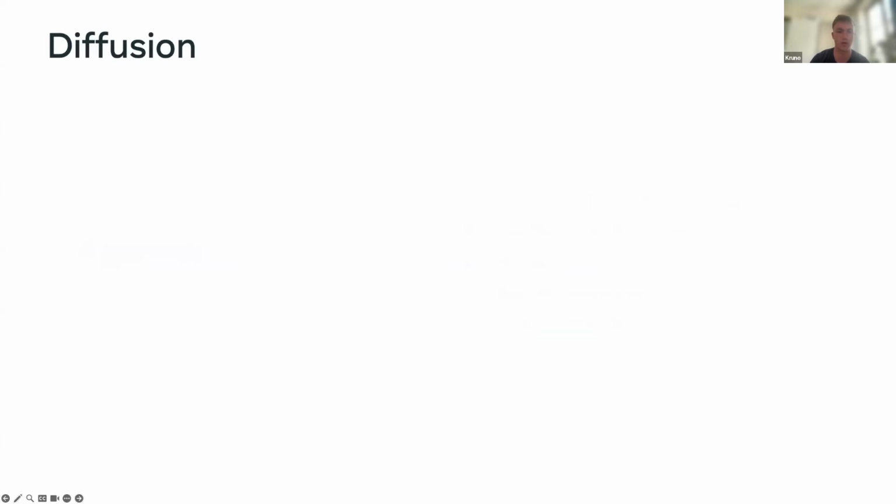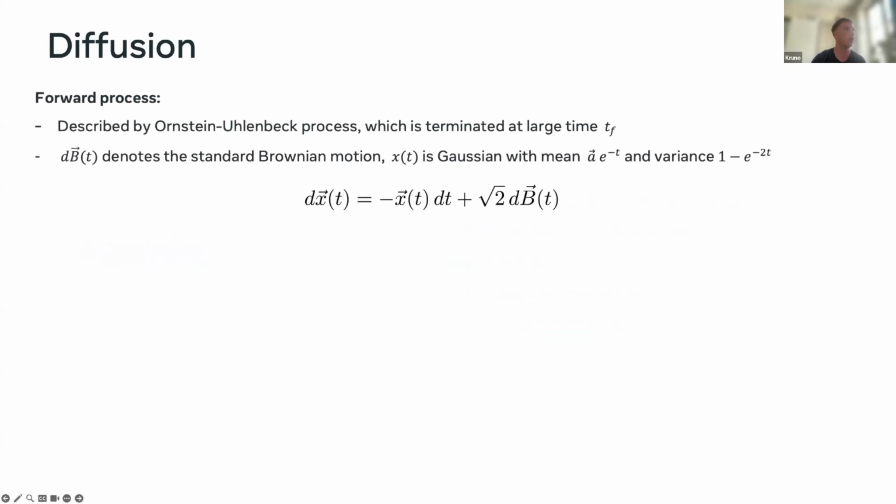Okay, so the standard process of diffusion, I'll just briefly go through, even though I'm sure everyone here is well aware already. So I'm going to be using the classic forward process, which is described by the Ornstein-Uhlenbeck process, which is terminated at some large time TF. And at this time TF, basically all the information about the data has been destroyed, and the process can be described as a standard Gaussian. I'm going to be using this notation here: dBt is going to denote the standard Brownian motion, and xt is going to be a Gaussian distribution with a certain mean and a certain variance.